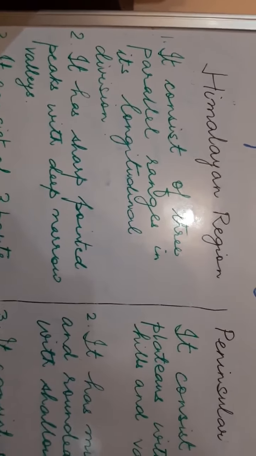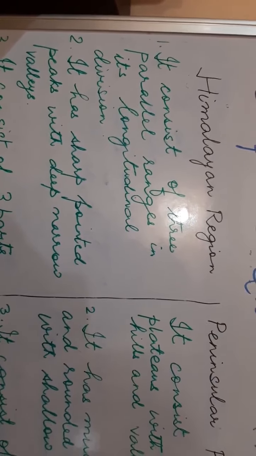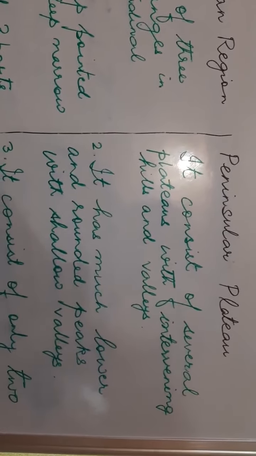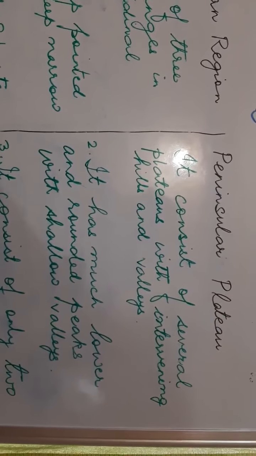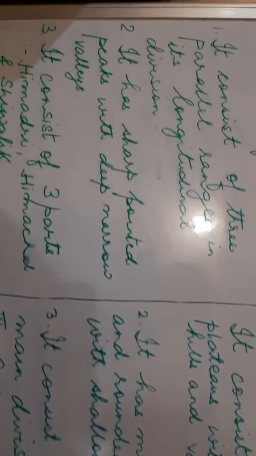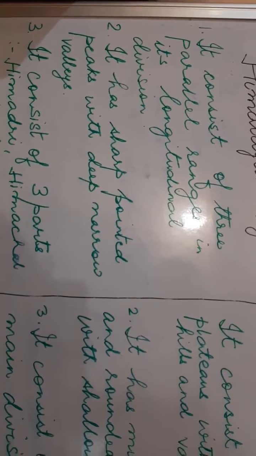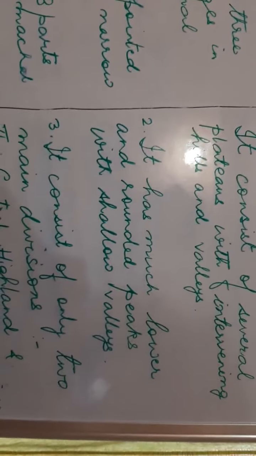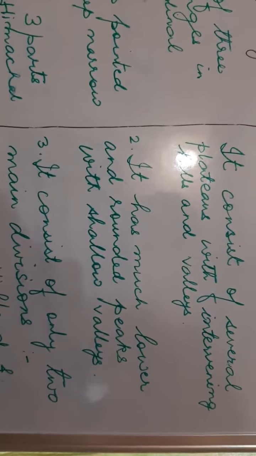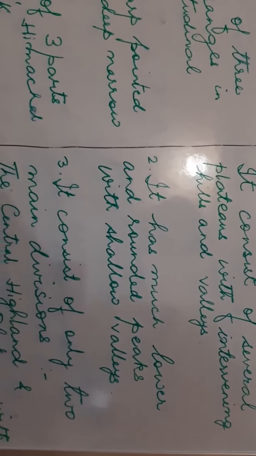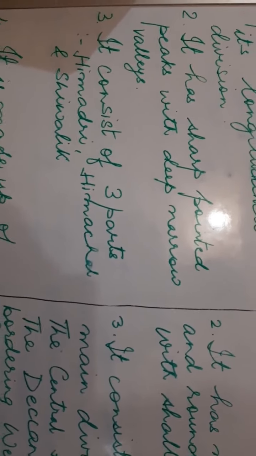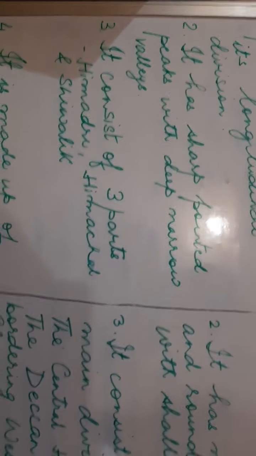So children, I am again going through the points. In Himalayas it consists of three parallel ranges in its longitudinal division, and this side it consists of several plateaus with intervening hills and valleys. Then it has sharp pointed peaks with deep narrow valleys, and this side it has much lower and rounded peaks with shallow valleys. It consists of three parts, Himadri, Himachal and Shivalik.